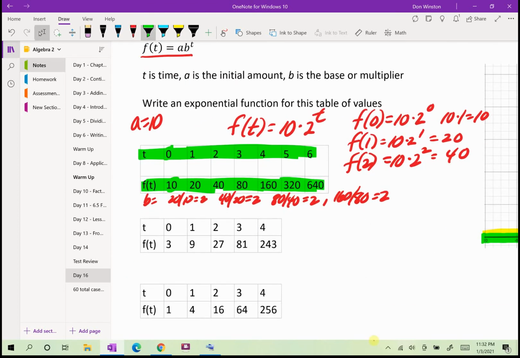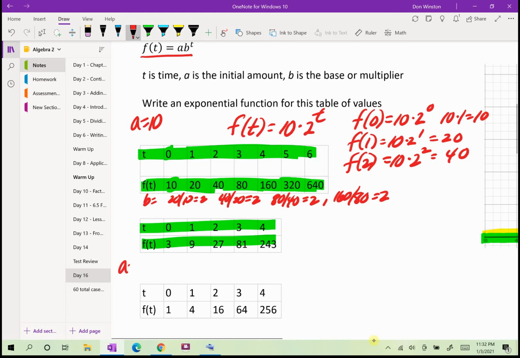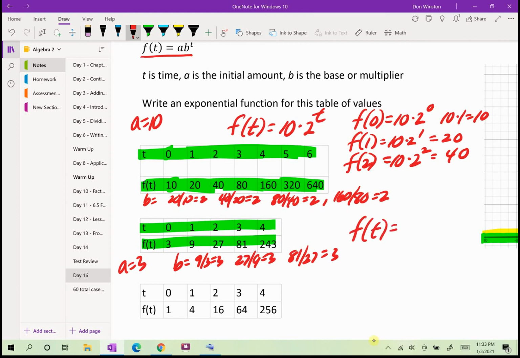So here I have another table. Okay, and I see at time 0, f of t is equal to 3. Okay, so my initial amount is a is equal to 3. Okay, everything starts at t is equal to 0. So a is equal to 3. Now b then, if I just take f of t for day 1 and divide it by f of t for time 0, so 9 divided by 3 is 3, or 27 divided by 9 is 3, or 81 divided by 27 is 3, so that would be my b. So my function that models this table is f of t is equal to my initial amount 3 times my multiplier 3 raised to the t.